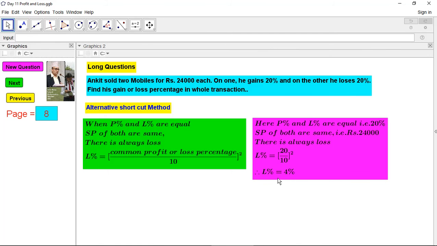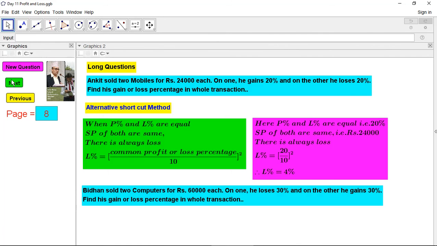Now the final question for the students. Can you give the answer of the last question? Bidan sold two computers for Rs 60,000 each. On one he loses 30%, on another he gains 30%. Find his gain or loss percentage in the whole transaction. Can you write the answer to this question, and I will stop today's presentation, dear students. Last answer you have to complete. You should give the answer of the last question.